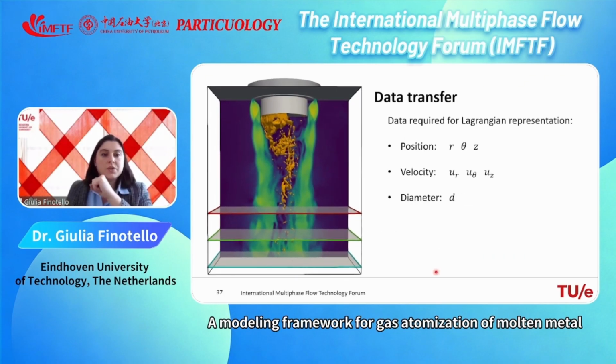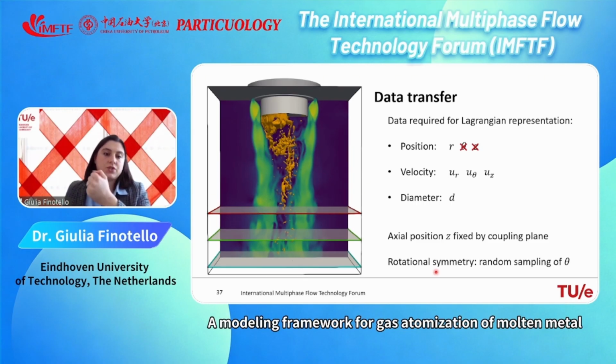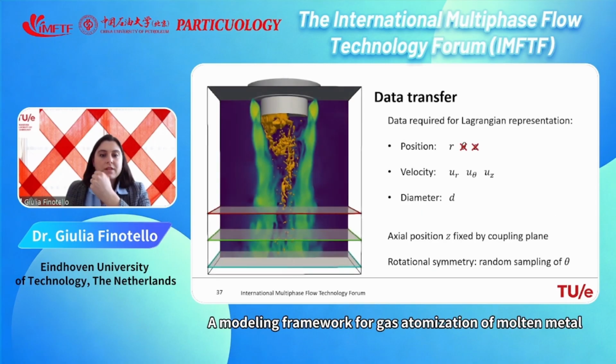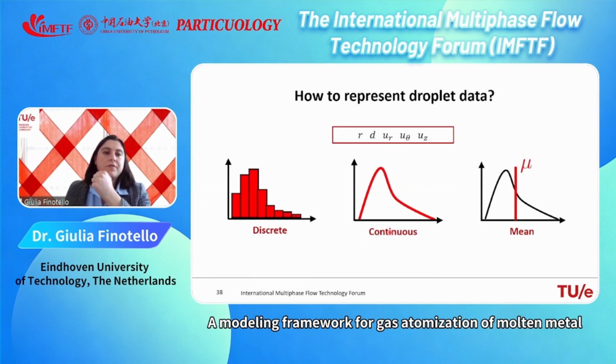Now we also have to decide which data we want to transfer for the Lagrangian representation. And in terms of position, well, because we selected a plane, the Z is already given, we don't have to transfer it. And for the rotational one, we also use rotational symmetry with a random sampling of data. So that means, oh, sorry, too fast. That means that we also don't have that component of the velocity. So we are left with 5 parameters, 5 variables that we have to transfer.